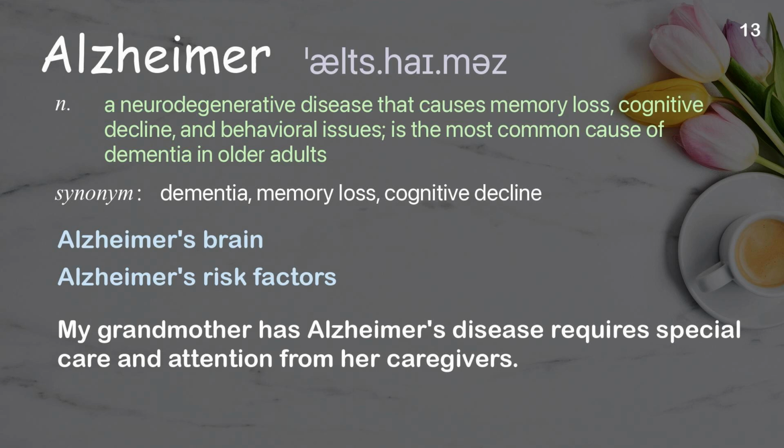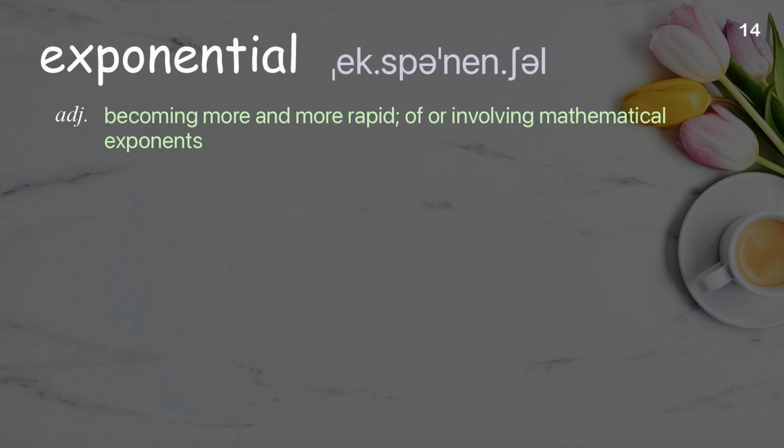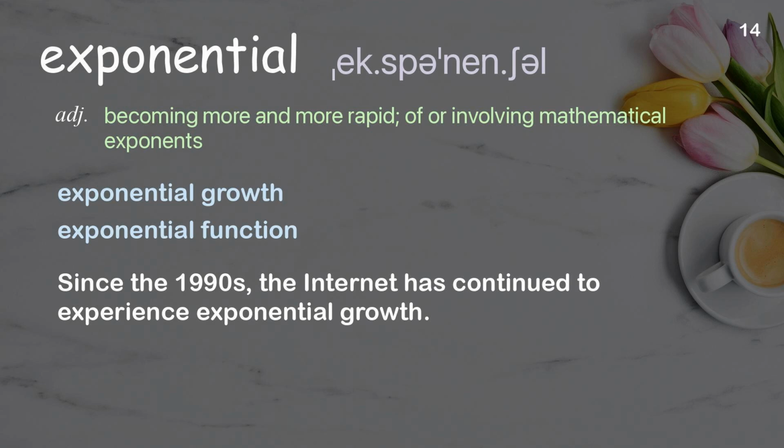Exponential: becoming more and more rapid, of or involving mathematical exponents. Examples: exponential growth, exponential function. Since the 1990s, the internet has continued to experience exponential growth.